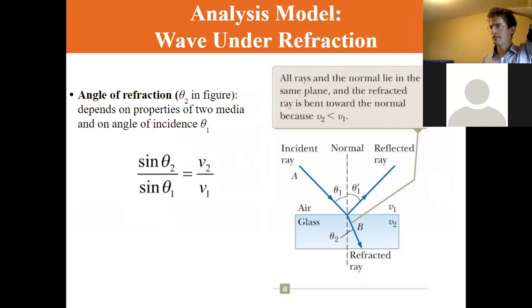So basically, the light beam that comes in gets reflected. You can predict it with the law of reflection. It's the same angle as the incident ray. But for the refracted ray, you can also predict the angle at which light bends.